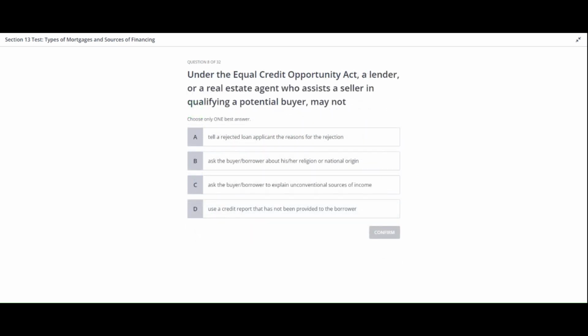Question number 8. Under the Equal Credit Opportunity Act, a lender, or a real estate agent who assists a seller in qualifying a potential buyer, may not. Option A: tell a rejected loan applicant the reasons for the rejection. B: ask the buyer/borrower about his/her religion or national origin. C: ask the buyer/borrower to explain unconventional sources of income. D: use a credit report that has not been provided to the borrower.